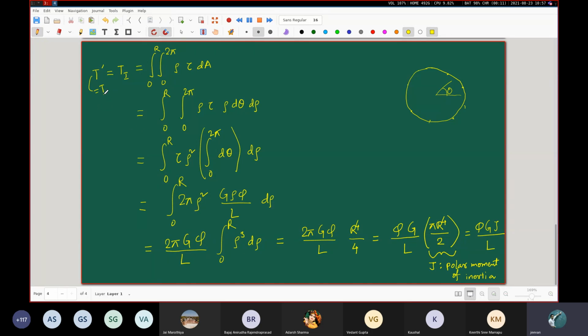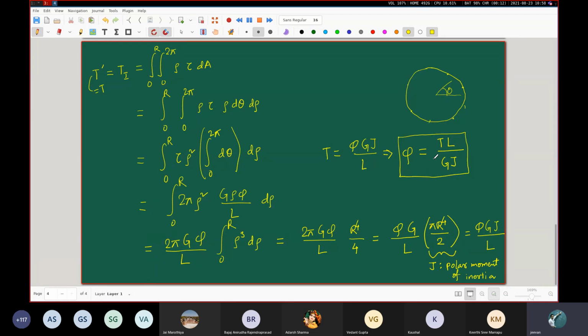You see on the left hand side, this T is here, and on the right hand side we have this formula phi Gj by L. So overall, T is equal to phi Gj by L, which basically means that you now have a formula for the angle of twist. This is something which will be used repeatedly in many of your problems. Phi is equal to TL by Gj.